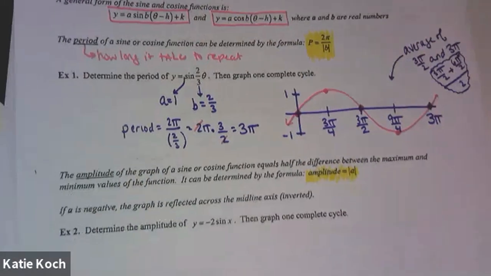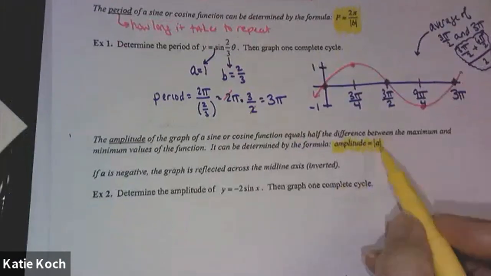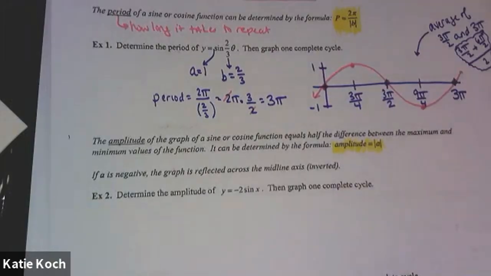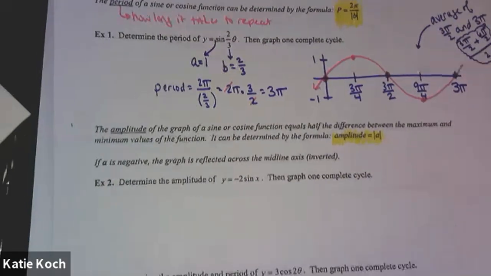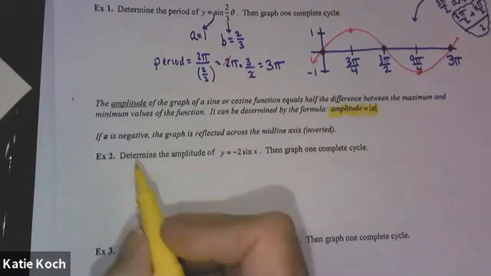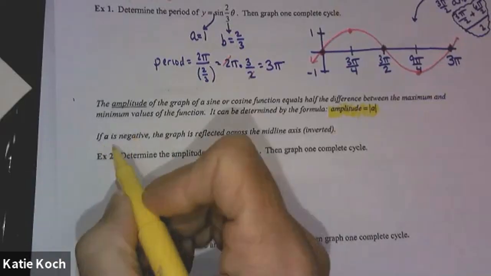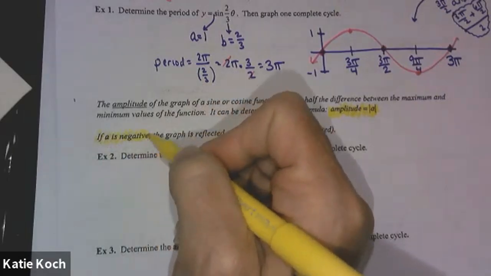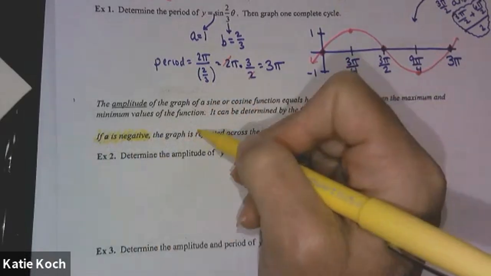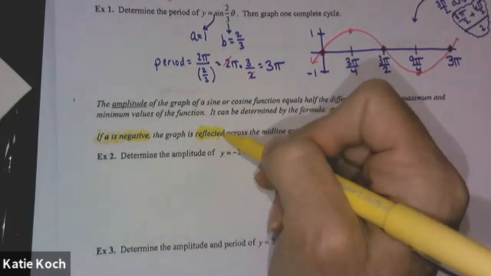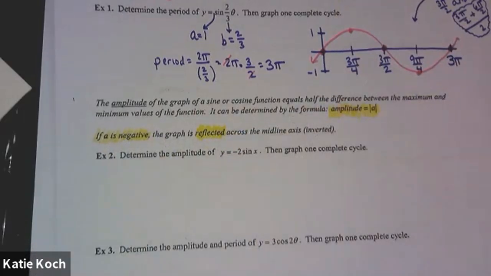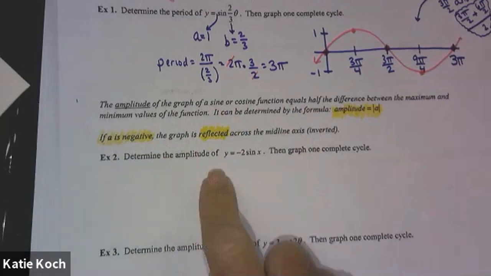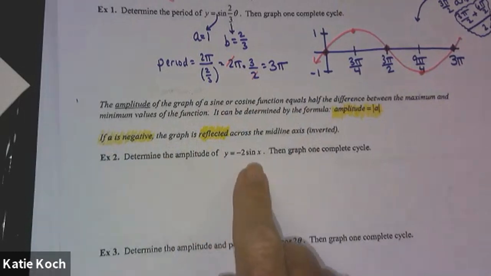So amplitude is height. Now, why do they say absolute value? Because usually when you say how tall something is, you don't give a negative height. That doesn't make sense. Also, if A is negative, that's a huge important idea. If A is negative, the graph is reflected, or flipped upside down. Let me show you what that means. I'm going to look at this example here. It says y equals -2 sine of x.